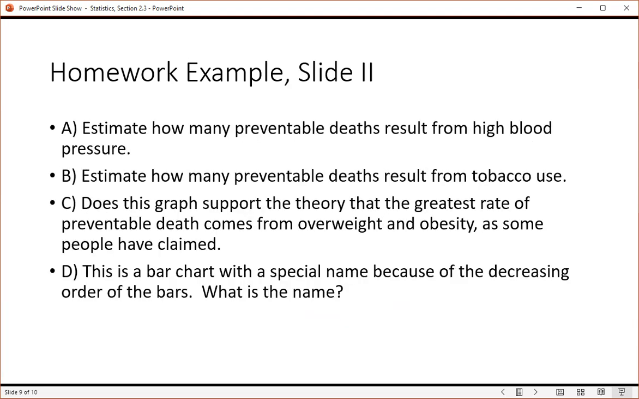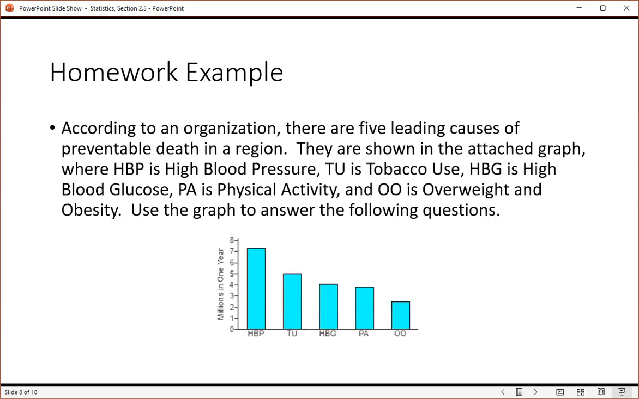So the third question, does this graph support the theory that the greatest rate of preventable death comes from overweight and obesity, as some people have claimed? No, it would not support that theory. Why? Because overweight and obesity, that's the shortest bar. There is the least number of preventable deaths from overweight and obesity based upon this bar chart.